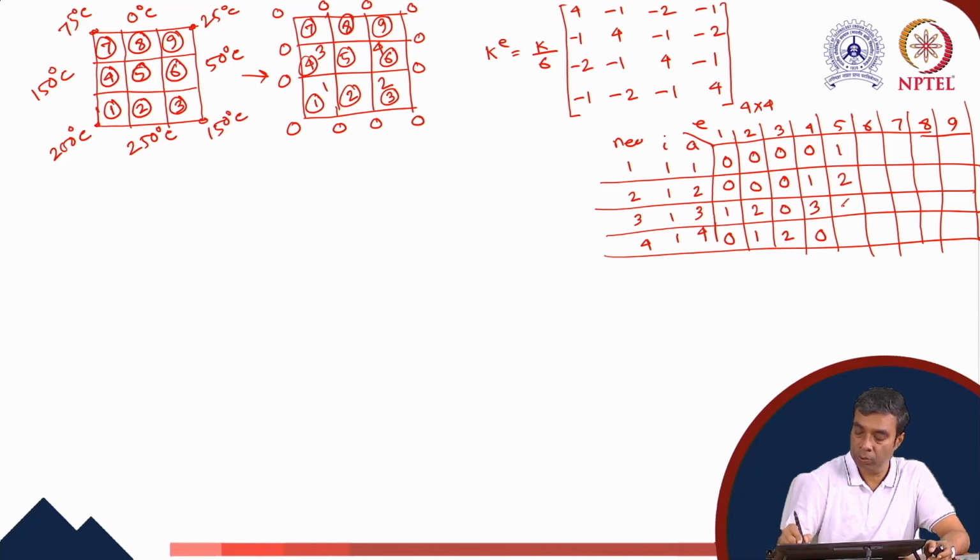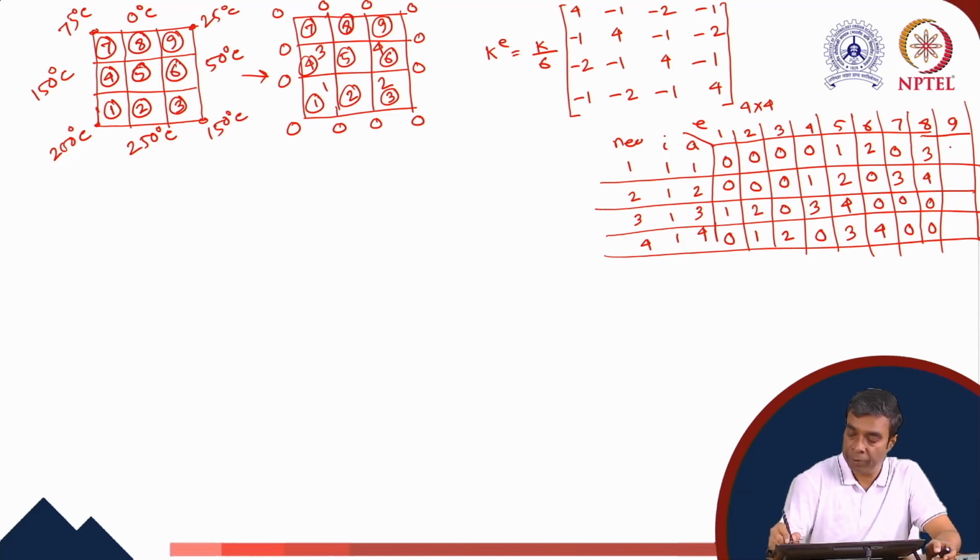For element 6, 2, 0, 0, 4. For element 7, 0, 3, 0, 0. For element 8, 3, 4, 0, 0. For element 9, 4, 0, 0.